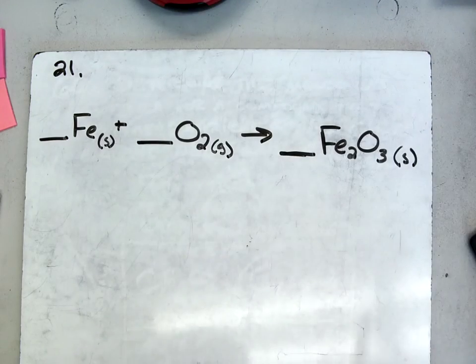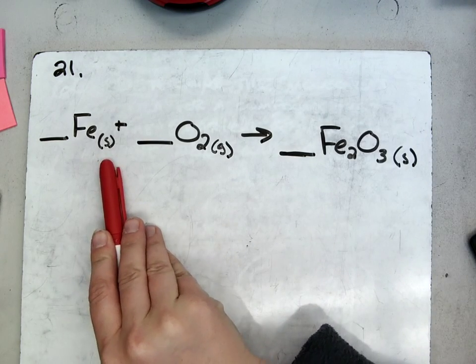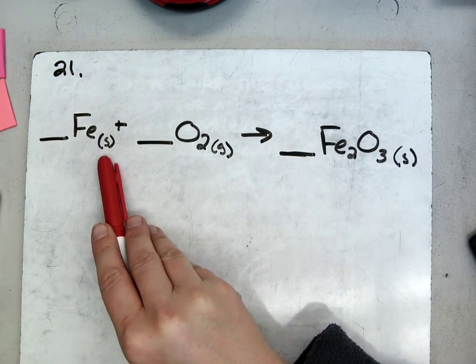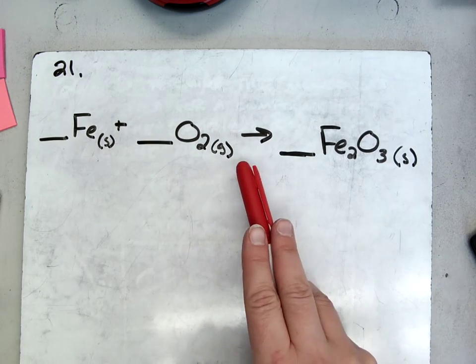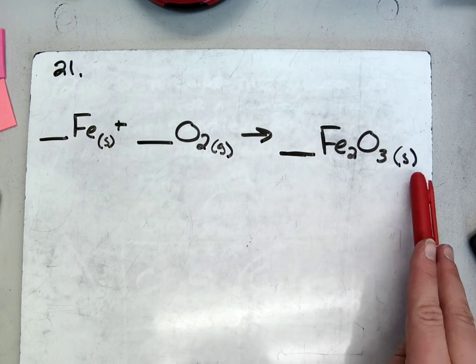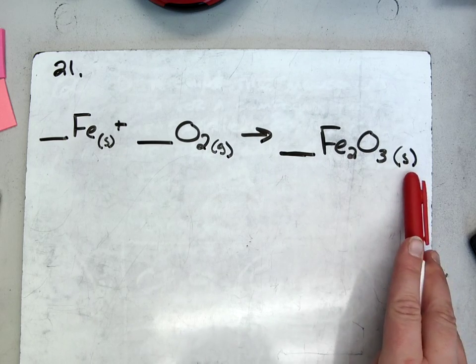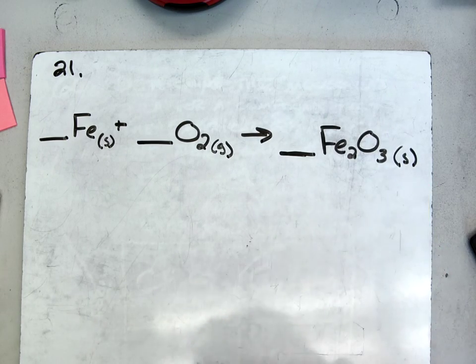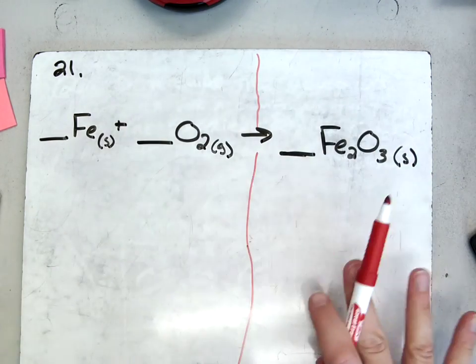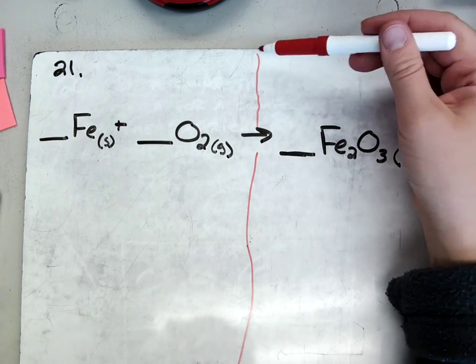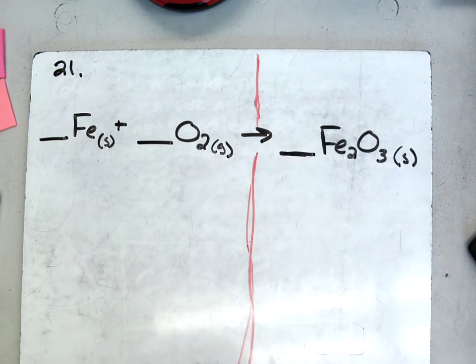Something else to notice is the phase labels just don't matter. You just need to ignore them when you're balancing. So the fact that iron is a solid, that's S for solid, oxygen is G for gas, and it makes solid iron oxide, it just doesn't matter. It doesn't change the quantity of anything. Also, focus on before and after the reaction. So maybe it helps visually to break up your reactants and products.